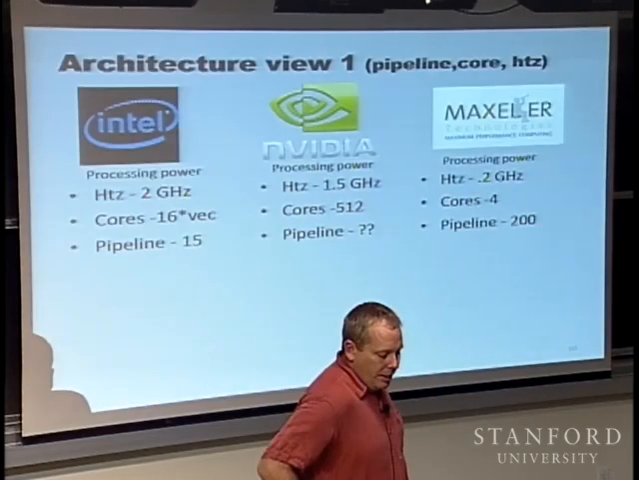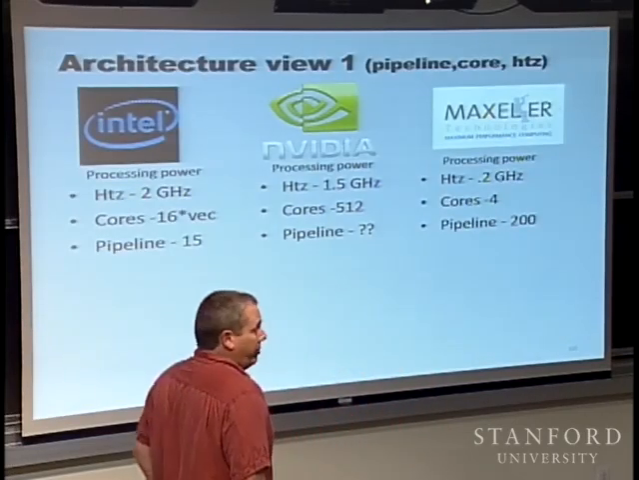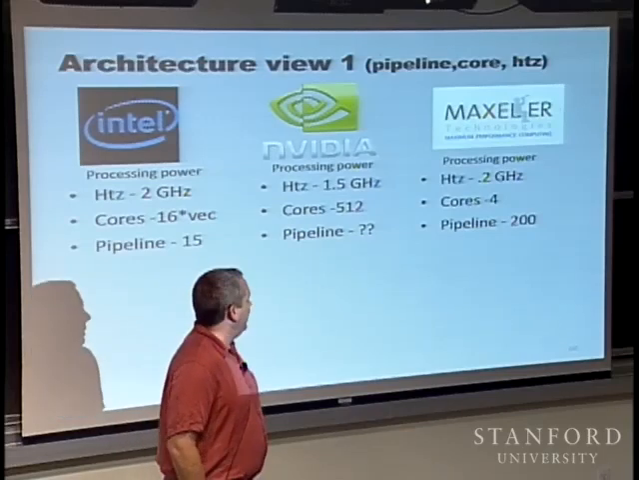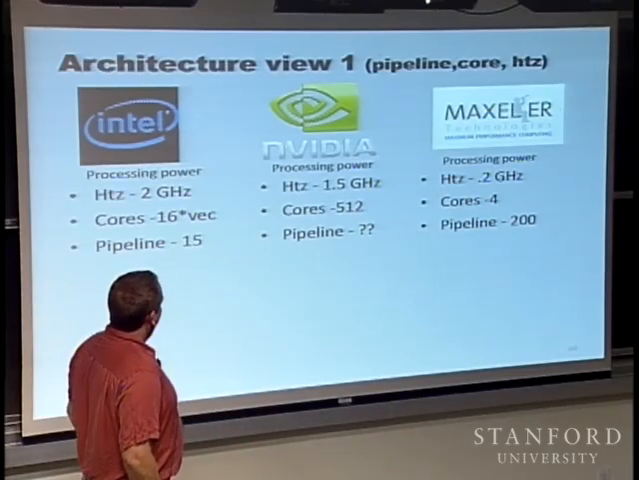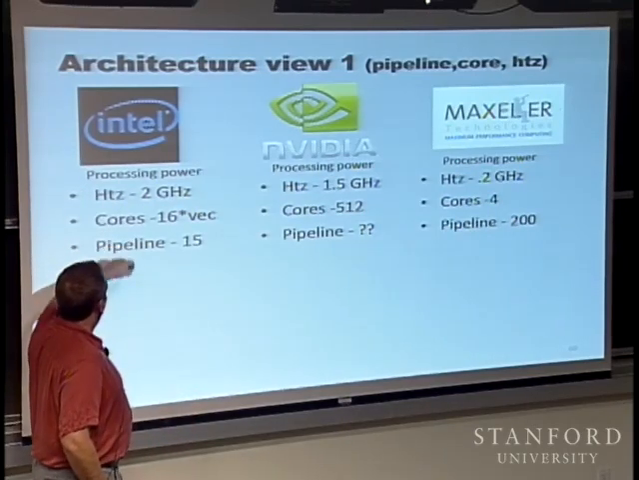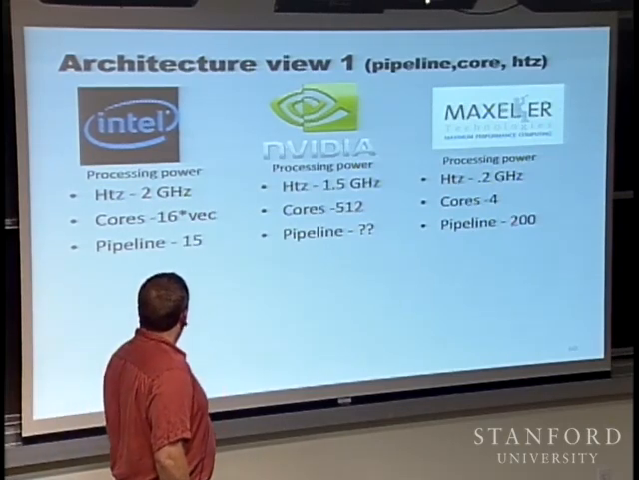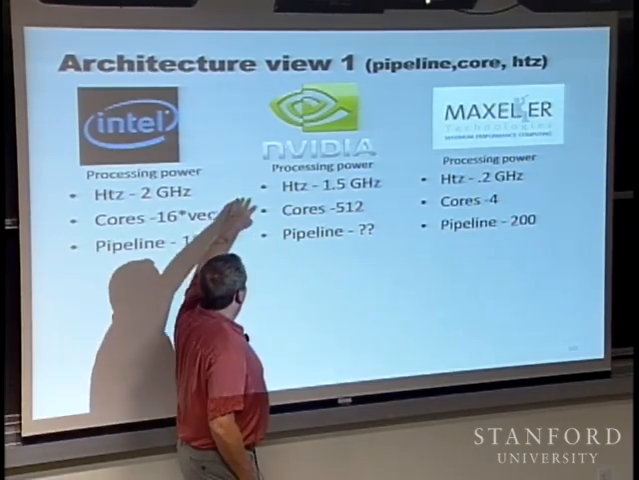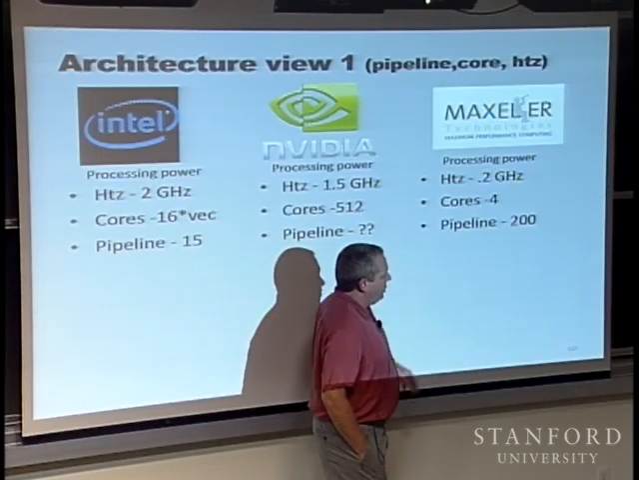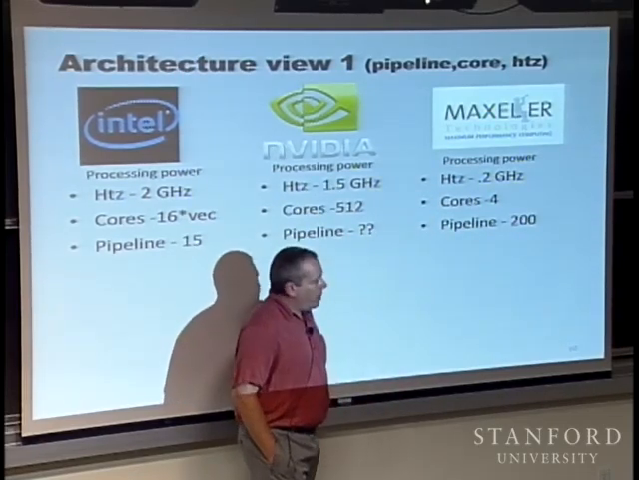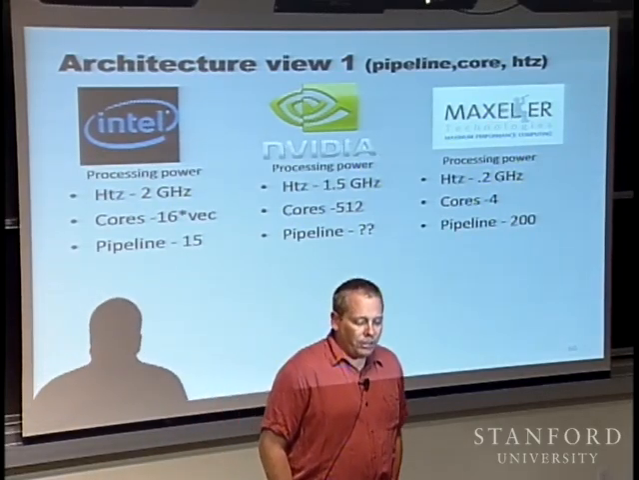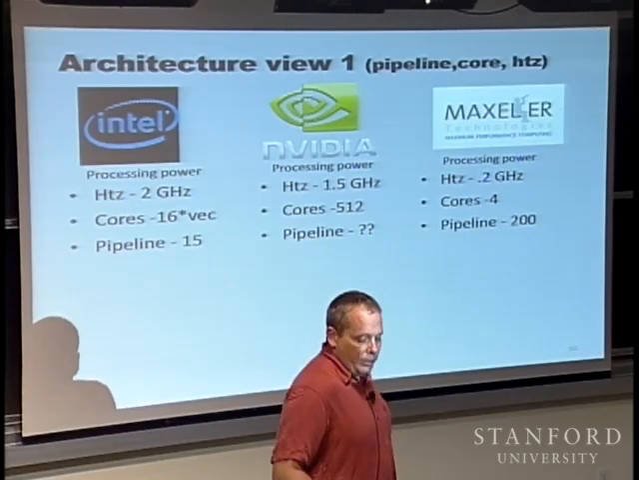So I'm going to give you my architectural view in a couple different ways from simply a geosciences perspective. One way to look at things is in terms of pipeline, cores, and hertz. You've got Intel running at 2 gigahertz, a little bit faster, a little bit slower. It's got 16 cores plus vector units, pipelines of about 15. NVIDIA is a little bit slower, with a huge amount of cores. Pipeline, it depends how much of the GPU stuff you can actually use. And you've got things like Maxeler, which is running really slow, has a few cores, depends on your application, and you can have really large pipelines.